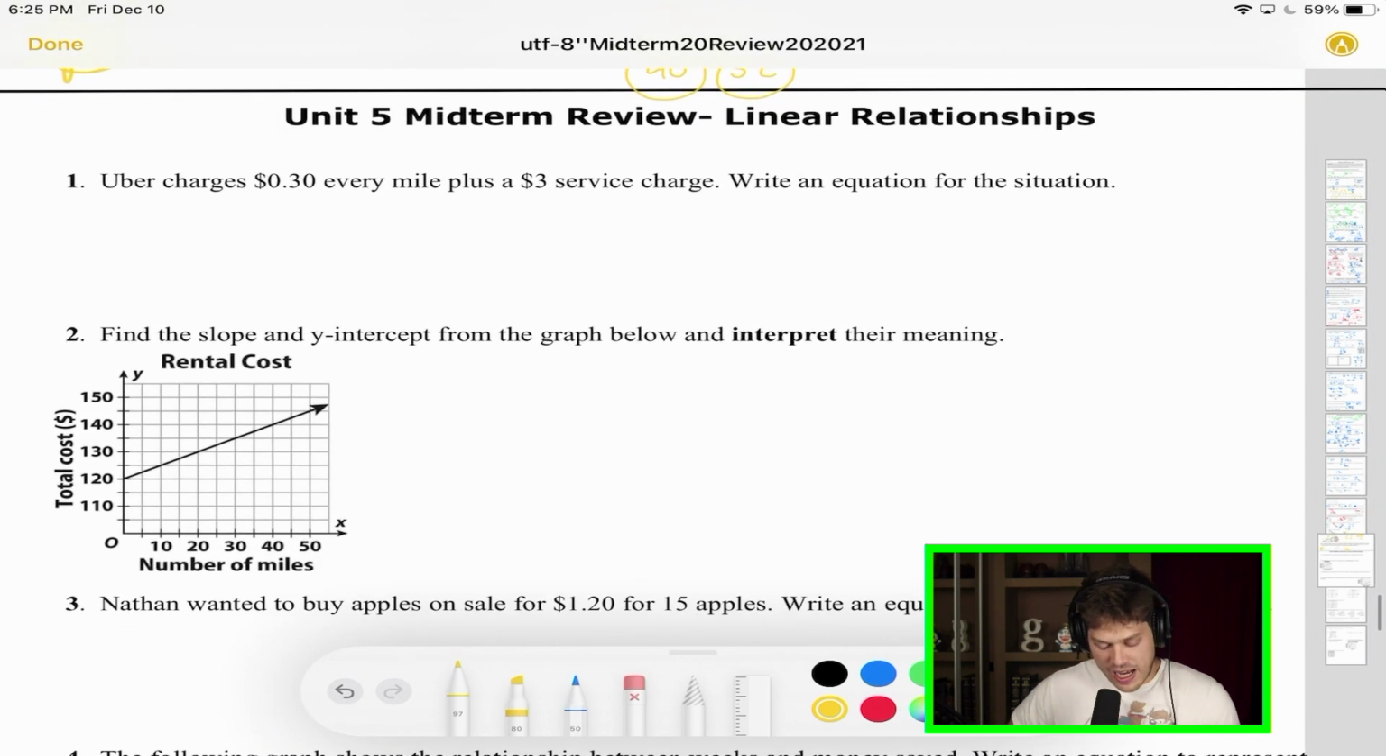Okay, Unit 5, linear relationships. All right, only 3 more pages of this. Let's knock it out, guys. 3 more pages. Let's get rolling.